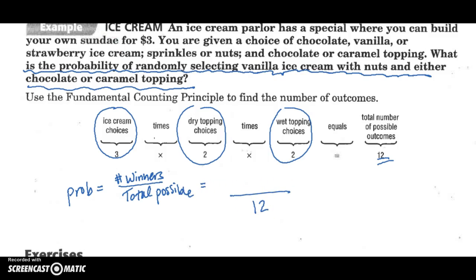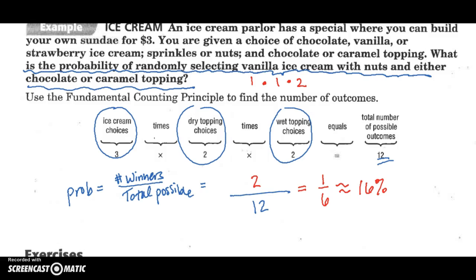Now what's going to make this a winner? I need vanilla ice cream, so that's 1. And nuts, that's just 1. And then either chocolate or caramel, so that's 2 possible winners there. Either one of those is a winner. So 2 over 12, so the probability is 1/6, which is approximately, how much percent? Let's see. So that's a 16% chance.